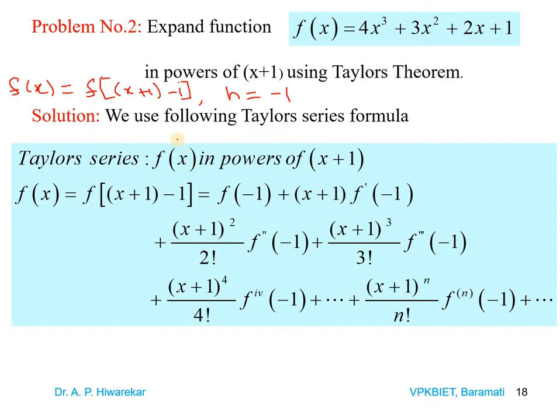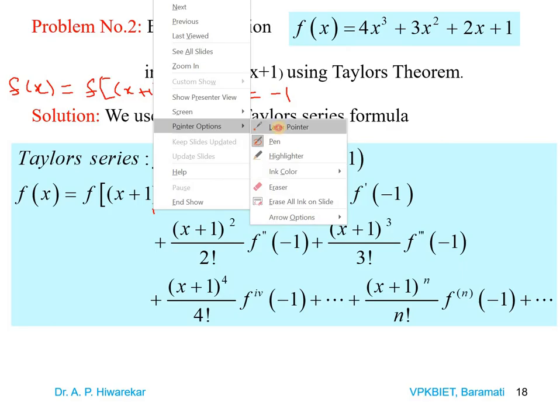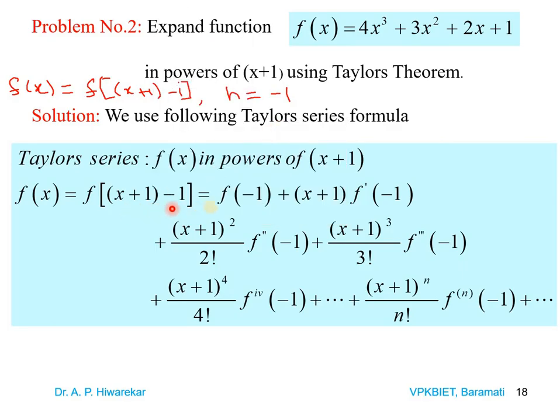So we have Taylor's series formula. What is the formula? f of x, which is f of x plus 1 minus 1, is f of minus 1 plus x plus 1 into f dash of minus 1 plus x plus 1 square divided by 2 factorial into f double dash of minus 1 plus x plus 1 cube divided by 3 factorial into f triple dash at minus 1 plus x plus 1 power 4 divided by 4 factorial into f fourth dash at minus 1 and so on. Then what is the next step?